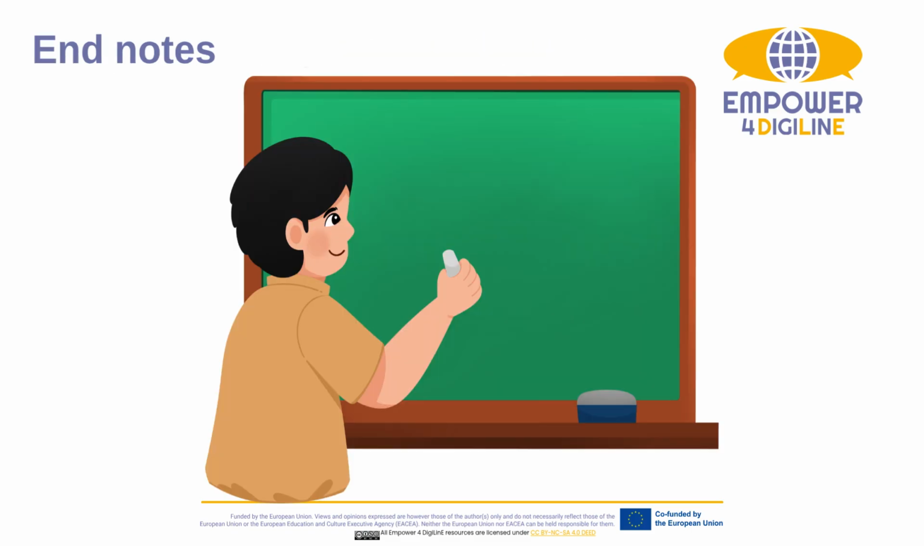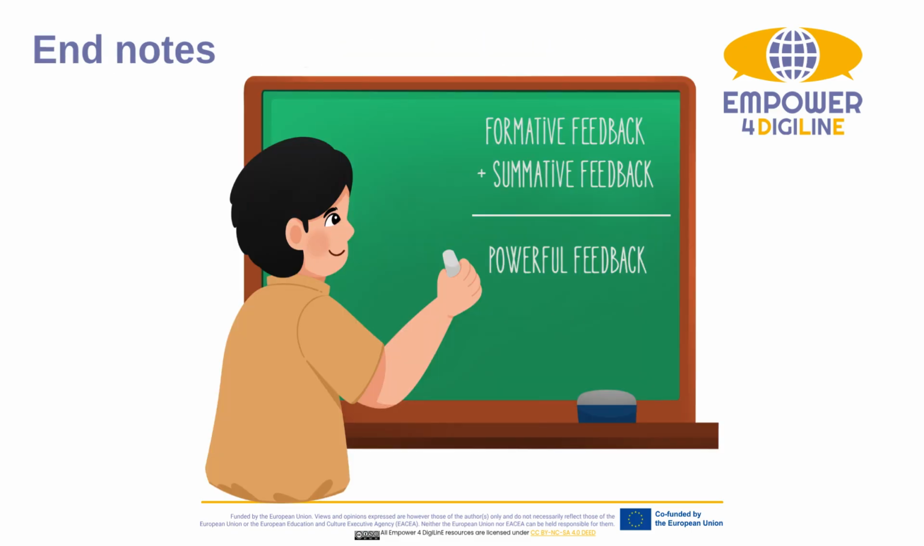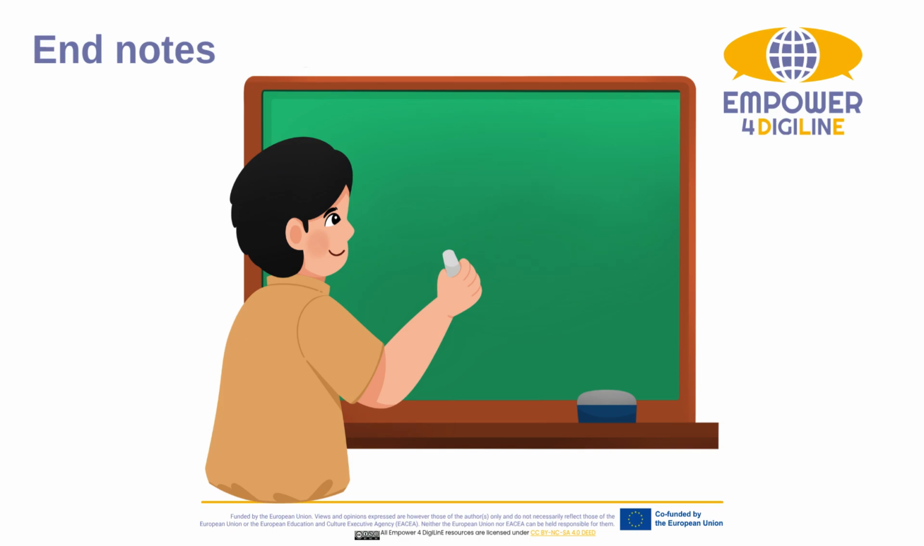To recap, formative feedback helps students improve during learning. Summative feedback reflects performance after learning. Use both, and use them well, to build confidence, skill, and understanding.